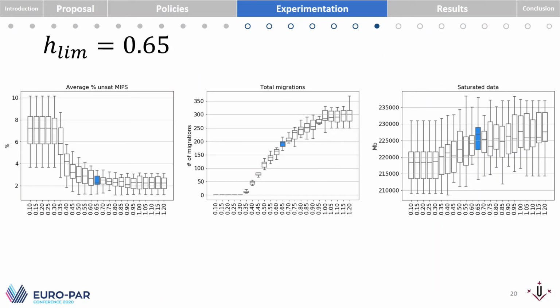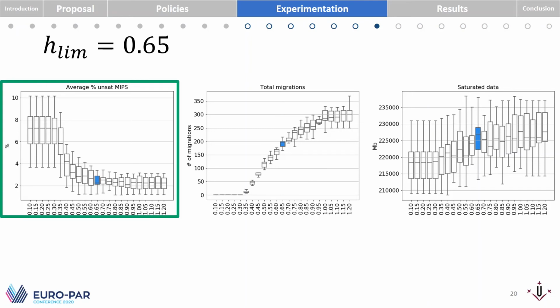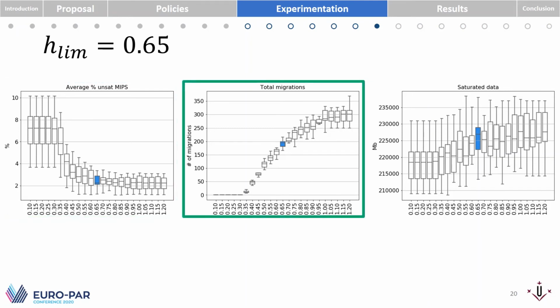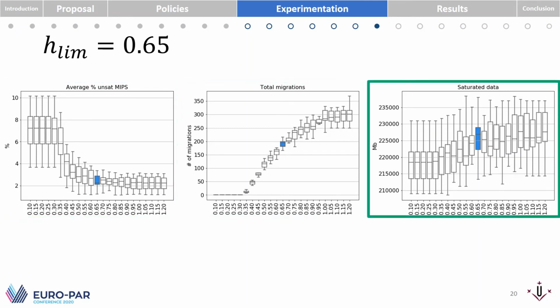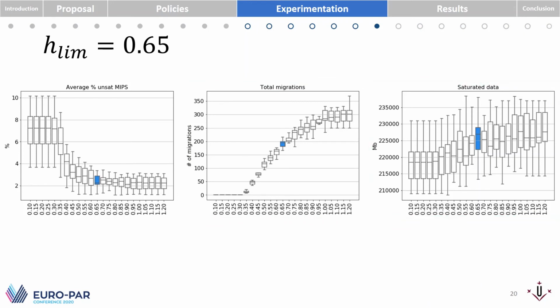The other parameter is edge limit, set to 0.65 as shown in the algorithm section. This is a parameter that must be tuned depending on the CPU and network usage of the data center. In this case, we selected 0.65 after the drop of unassigned MIPS. The number of migrations grows linearly and the saturated data does not have an important growth, so the best value according to the used metrics is 0.65.